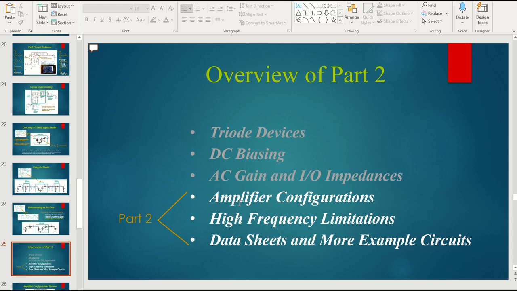However, don't stop here. This is what's going to be in part two, or some of it, but it's also what's coming up in the next few slides. So I didn't want to end without really going through the amplifier configurations and how we understand the input and output impedances of different core amplifier designs. Then we're going to very briefly talk about high frequency limitations, saving the bulk of that for a possible part two video. And we'll look at some data sheets and go back to those circuit examples that we started with.